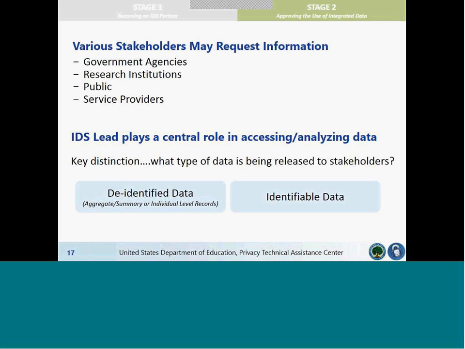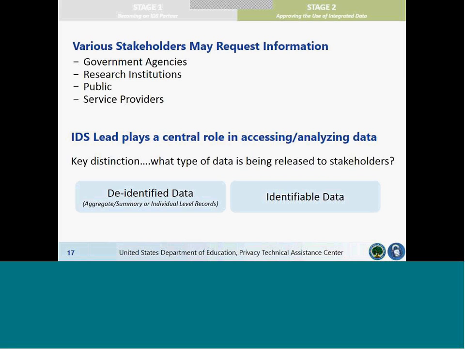So once you've established an integrated data system, you don't just create it for the sake of creating it. You want the data to be usable to perform various cross-agency evaluations and research. And the ideas for that research and the proposals for how those integrated and linked data can be used come from a variety of different stakeholders, including government agencies, research institutions, the general public, and service providers within the community. Wherever these requests are coming from, the IDS lead plays a central role in that data access and data analysis process.